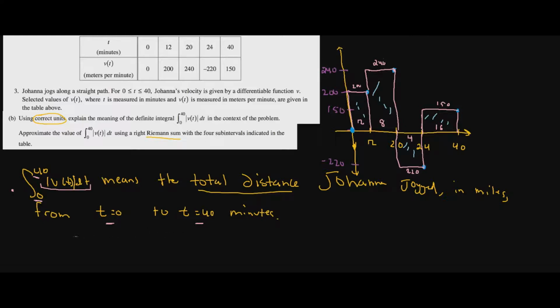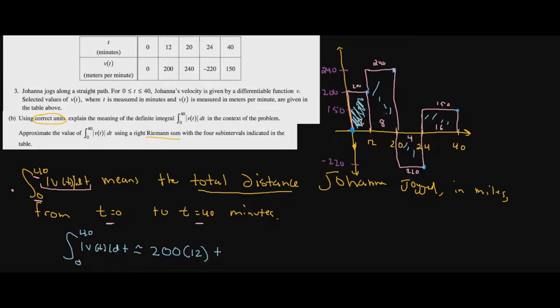I guess I'll just do it right over here. We're going to get the integral from 0 to 40 of the absolute value of v of t dt is approximately equal to, very important that we put this out. And now let's begin to do this. We're going to get 200 times 12 plus, right, this is just this first rectangle here. And again, you can start from the right if you want to. It doesn't really matter. We just need all 4 now.